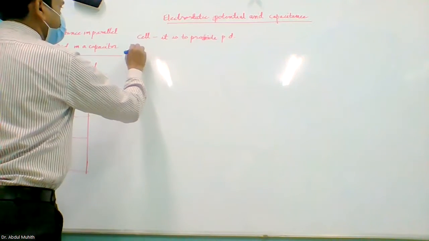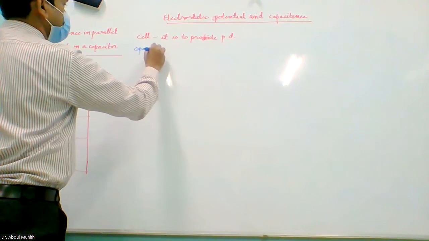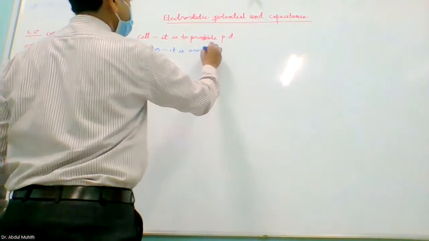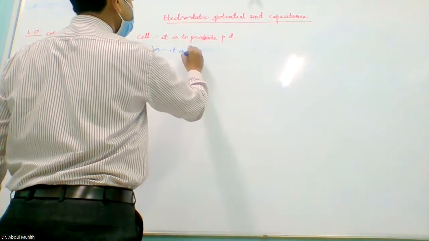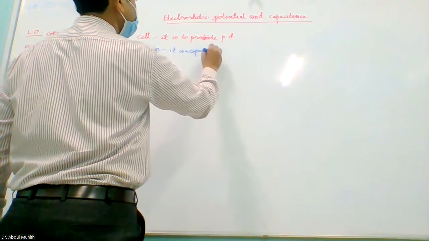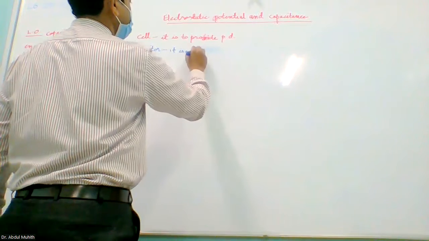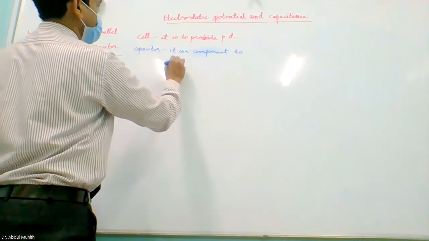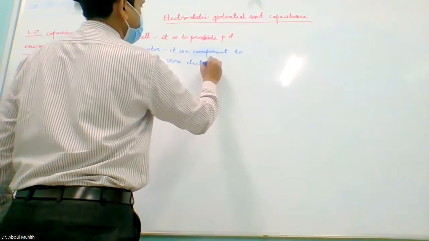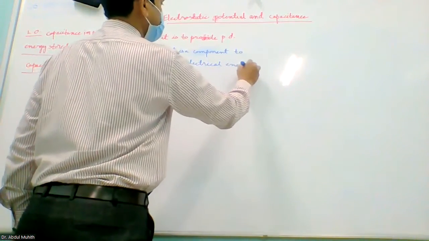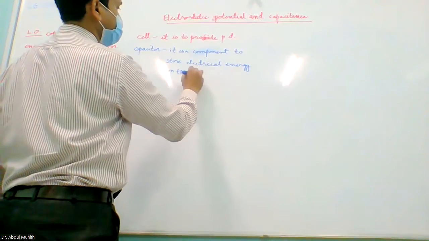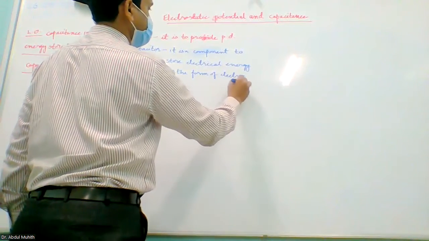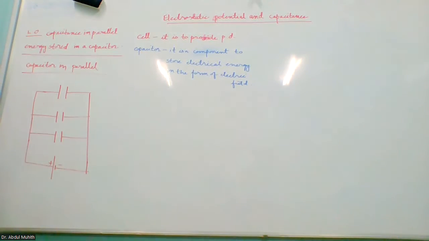And what is a capacitor? A capacitor is used to store energy. It is a component to store electrical energy, in the form of an electric field.